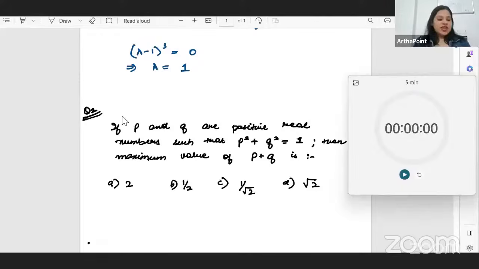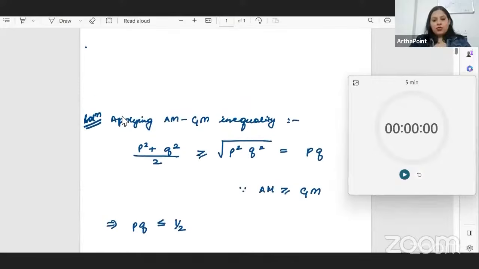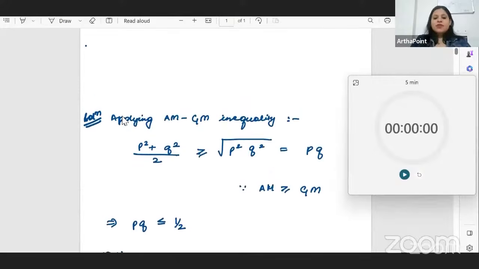Okay, so students are saying that the answer should be D. Let's have a look and see if that's the correct answer or not. Now, this is a very interesting question. In this question, beta, you have to go ahead and apply the AM-GM inequality.